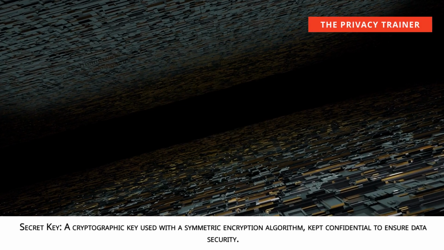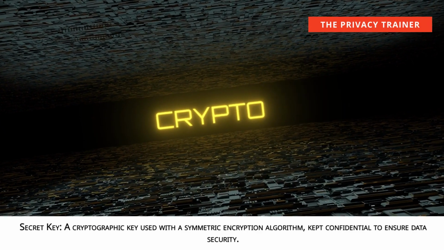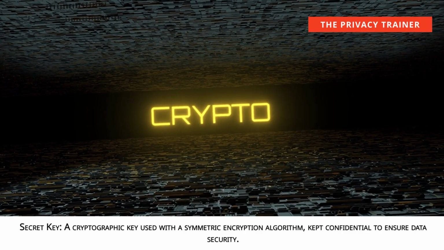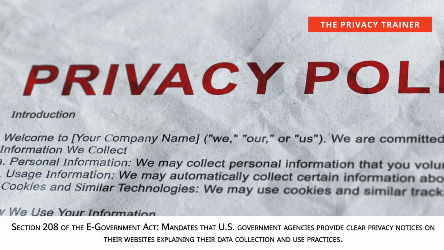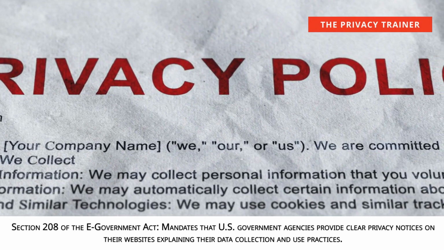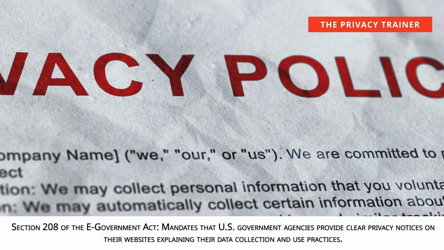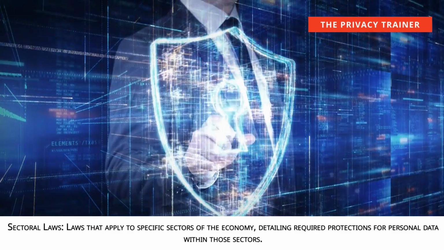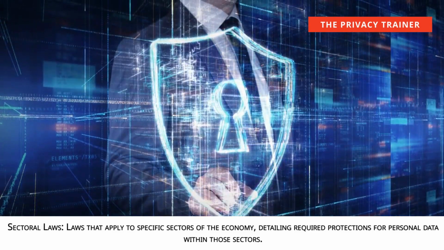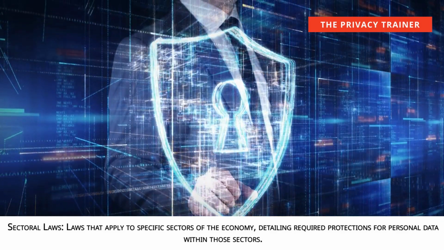Secret key. A cryptographic key used with a symmetric encryption algorithm, kept confidential to ensure data security. Section 208 of the E-Government Act mandates that U.S. government agencies provide clear privacy notices on their websites explaining the data collection and use practices. Sectoral laws. Laws that apply to specific sectors of the economy, detailing required protections for personal data within those sectors.